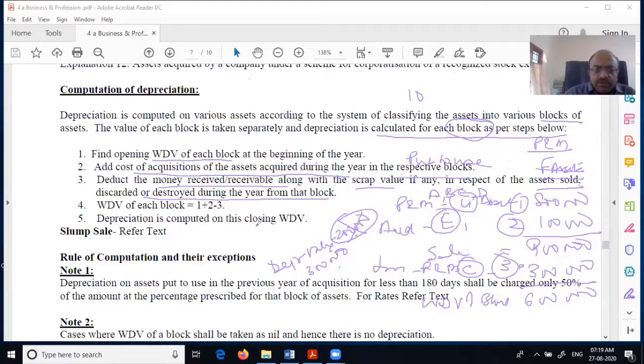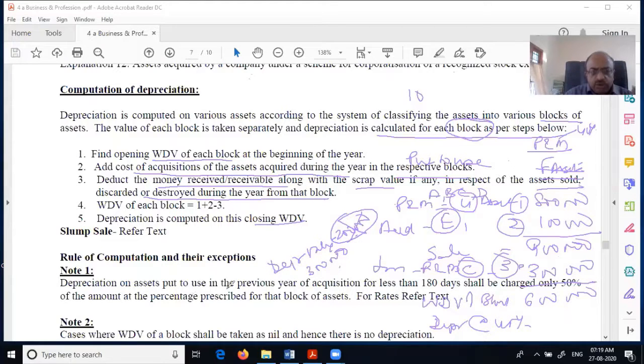Depreciation is computed on the closing WDV. So on this you have to calculate depreciation, at what rate? You know the rate, because this plant and machinery may be 40%. You don't have to do it separately, at the rate of 40%. Now some more things are there. Now read the next one, note number 1.